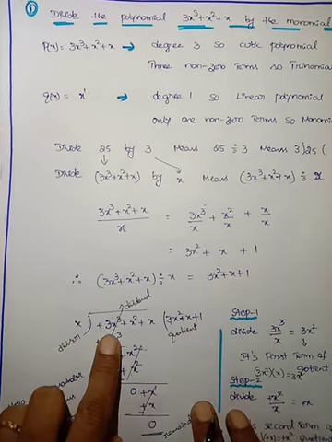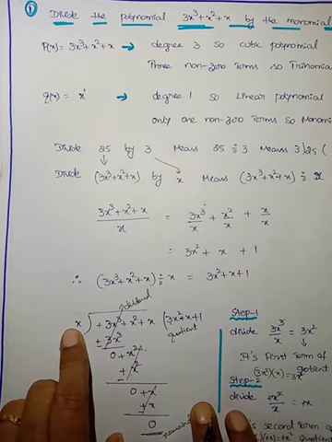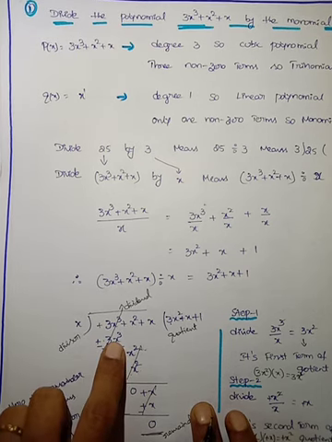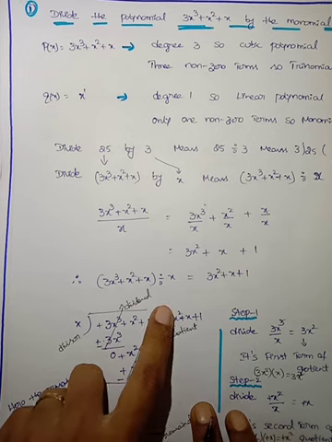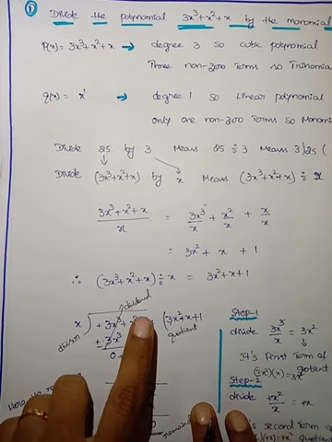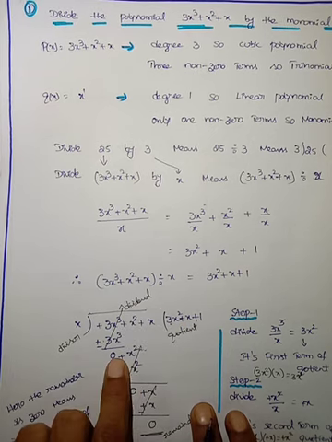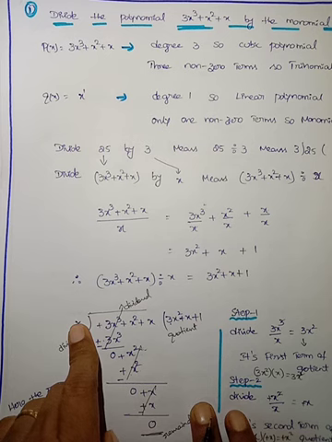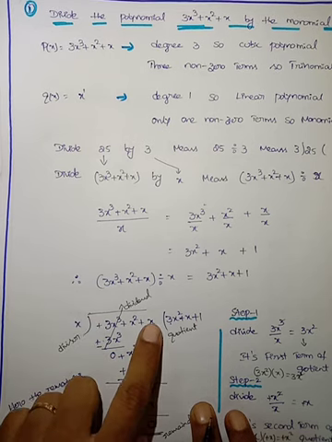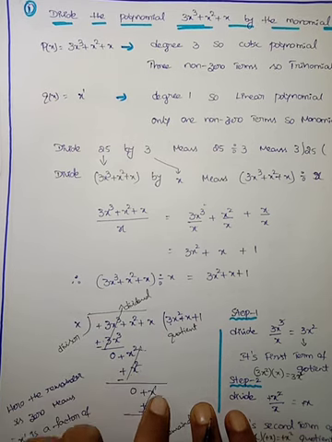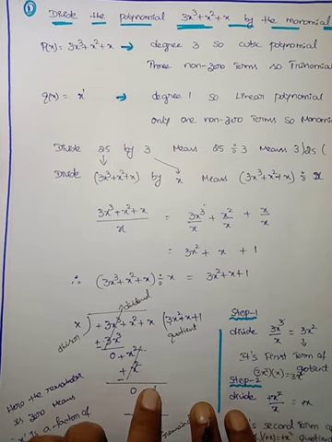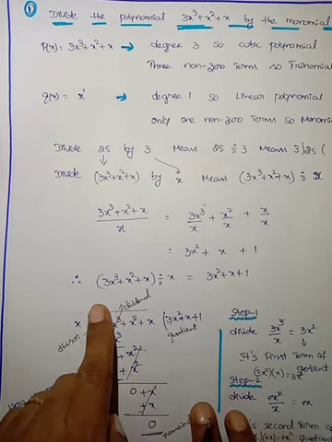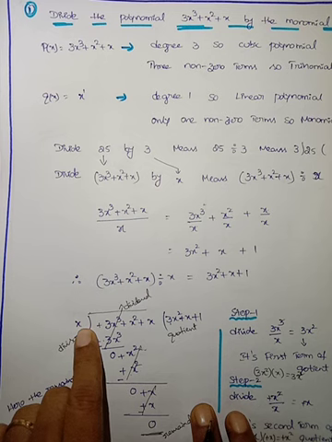You have to take the first term of the dividend and the first term of the divisor. That is the first step, and you write the quotient, that is the first term. Then you put it in this place. Then again you take the first term in the dividend and the first term of the divisor.